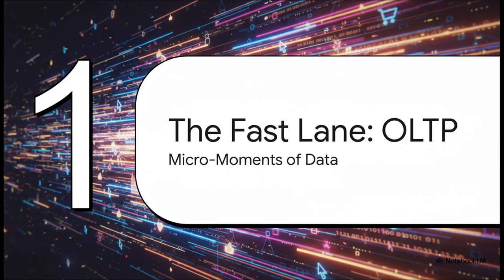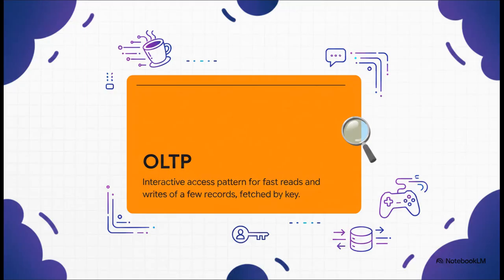Section 1. The Fast Lane, OLTP, Managing the Micro-Moments of User Data. Okay, let's dive into this. In the database world, this frantic, highly concurrent fast lane is called Online Transaction Processing, or OLTP for short. Now, despite the word transaction being right there in the name, this isn't just about money changing hands. In modern software, it covers literally everything from buying that coffee to leaving a comment on a blog post to making a move in a mobile game.